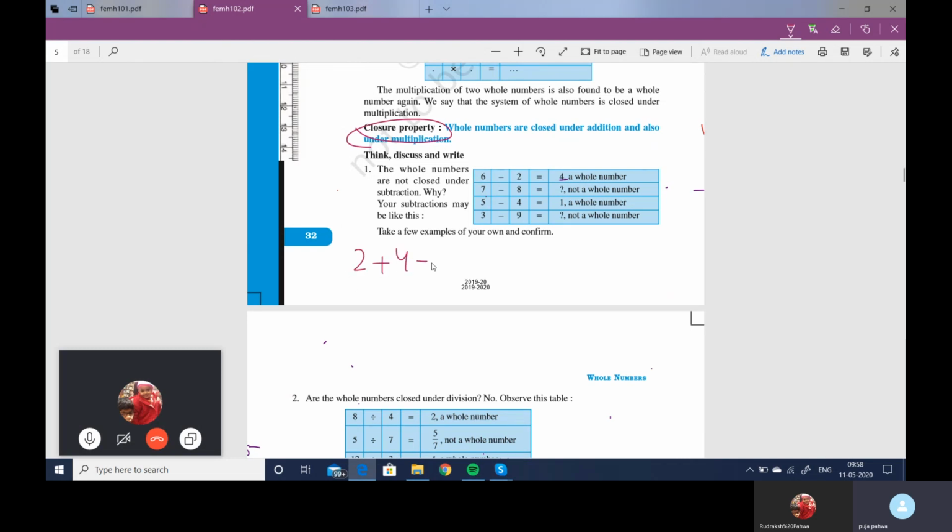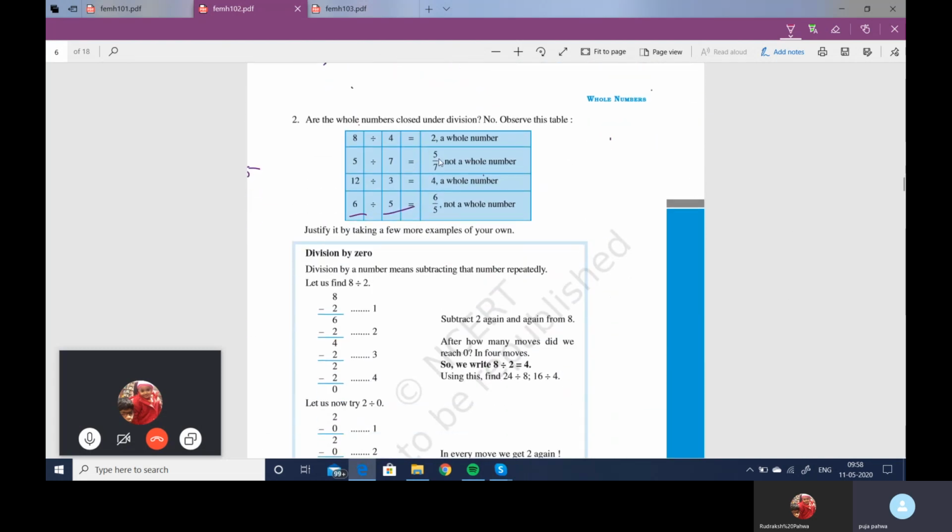If we add 2 plus 4 is equal to 6. That is in the case of addition, but if we subtract 4 minus 2 is equal to 2, but we can't subtract 4 from 2. So the closure property is not applicable to subtraction. Division also: 8 divided by 4 is 2, which is a whole number. 5 divided by 7, which is not a whole number, is a fractional number. 6 divided by 5 is also not a whole number, it's a fractional number.